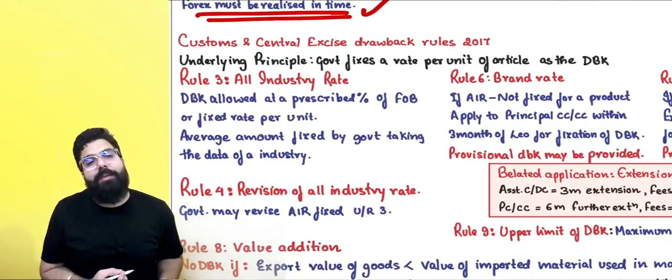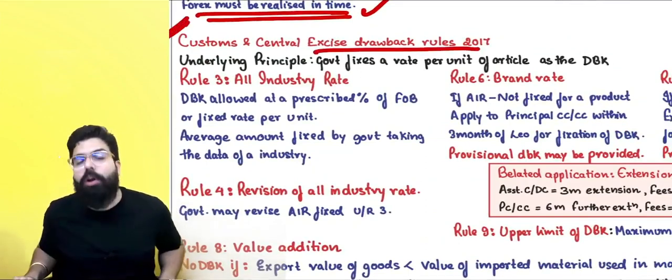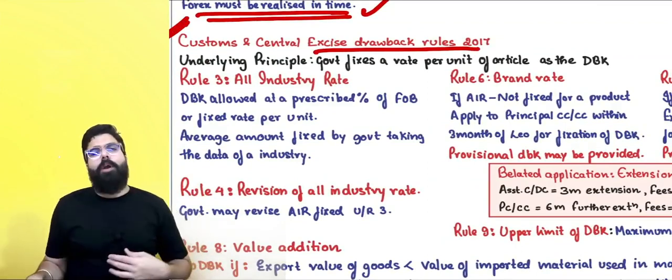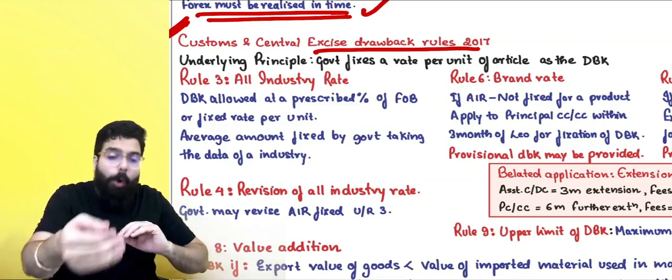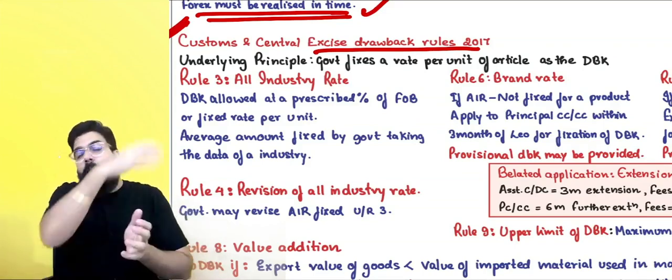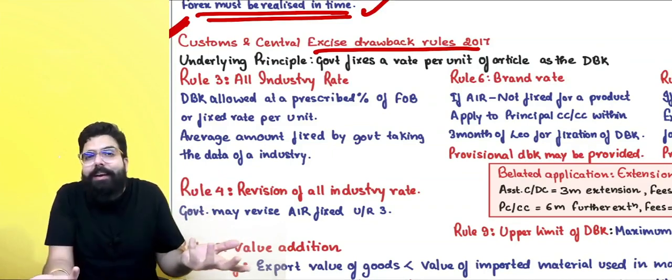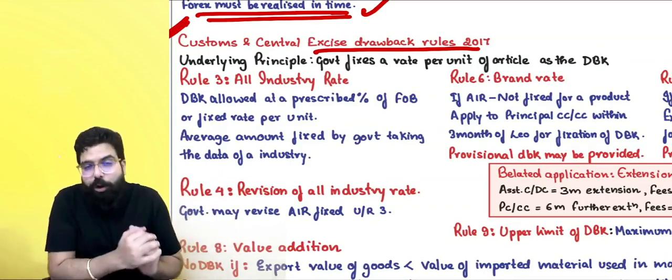Now, section number 75 has to be read with the Customs and Central Excise Duty Drawback Rules 2017. In this, sir, basically the government is telling everyone: I can't sit and identify how much duty drawback these people should get, because there are lakhs of exporters and lakhs of items exported. I can't sit and for every person individually determine how much duty drawback he will get.